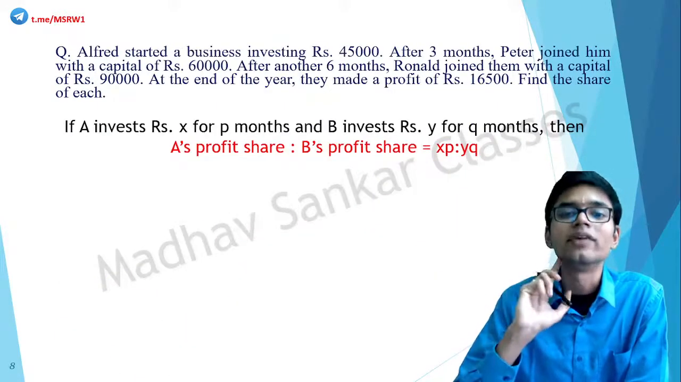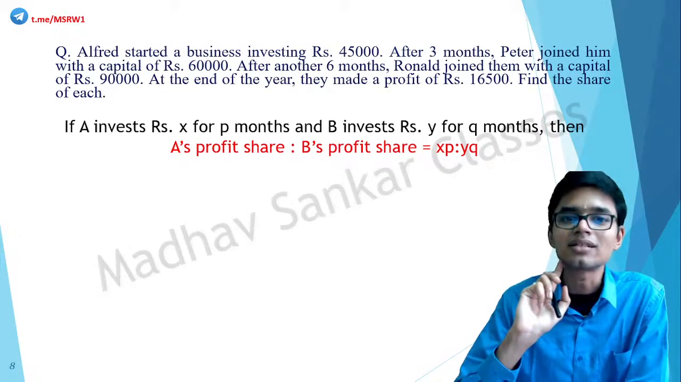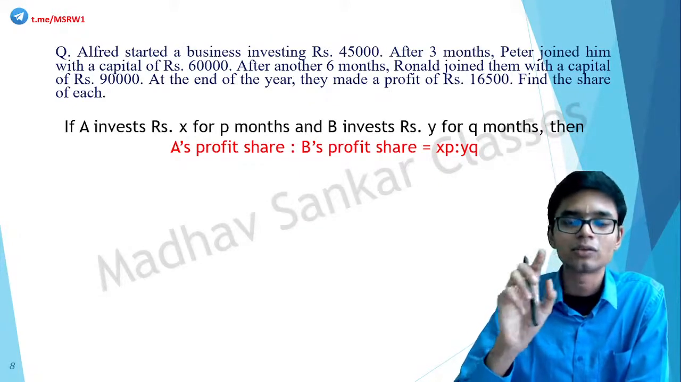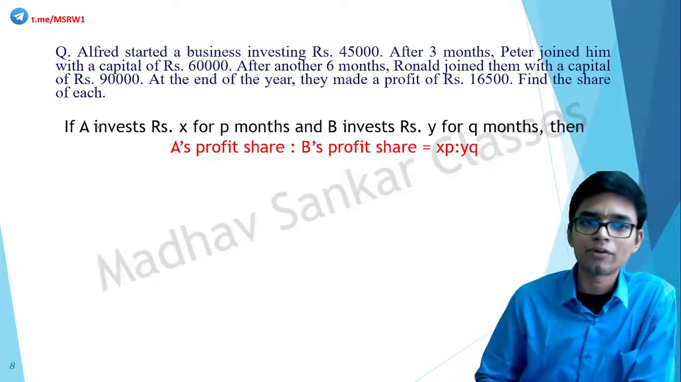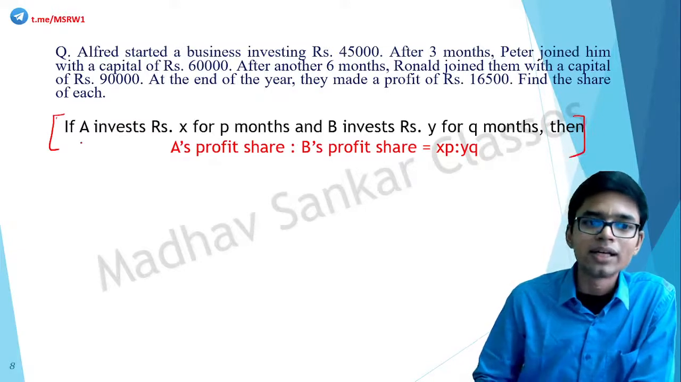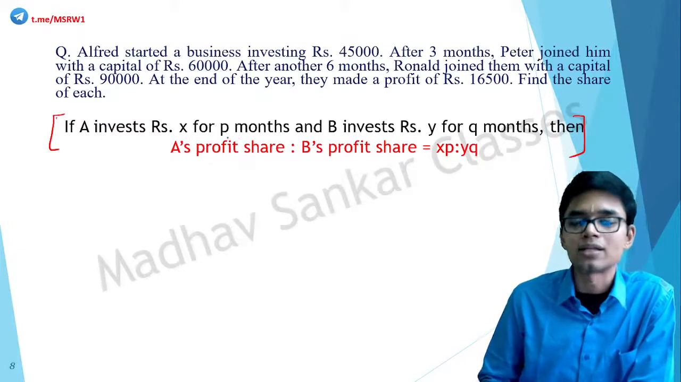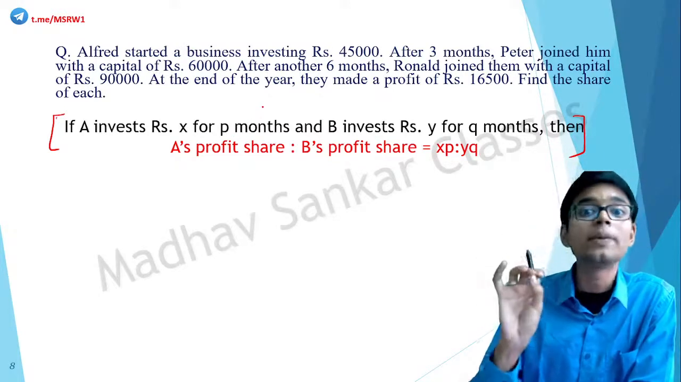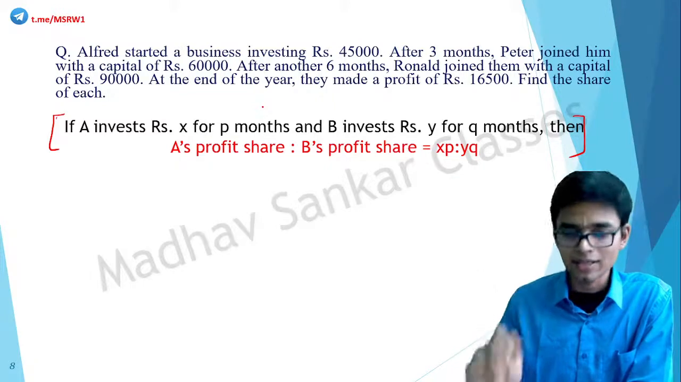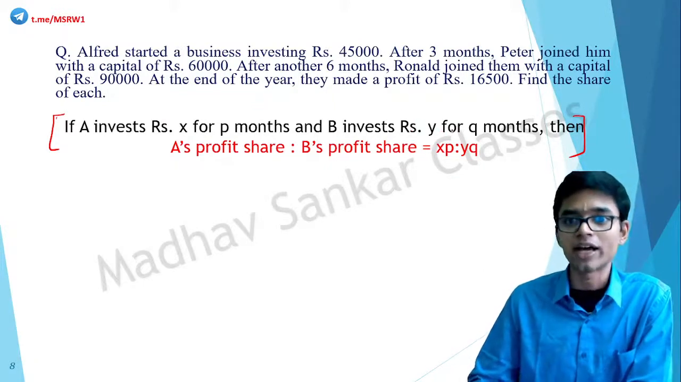What if the time varies? This is the trick here. This is how the question can be made a bit more tricky. There is something that you have to understand before we do this question. Keep this in mind. If A invests rupees X for P months, X amount of rupees has been invested for P number of months, and B invests rupees Y for Q months.